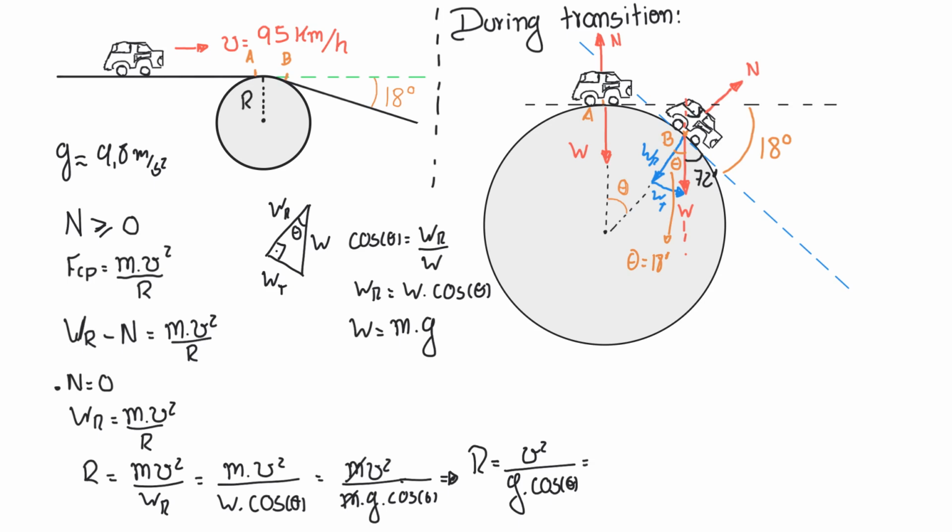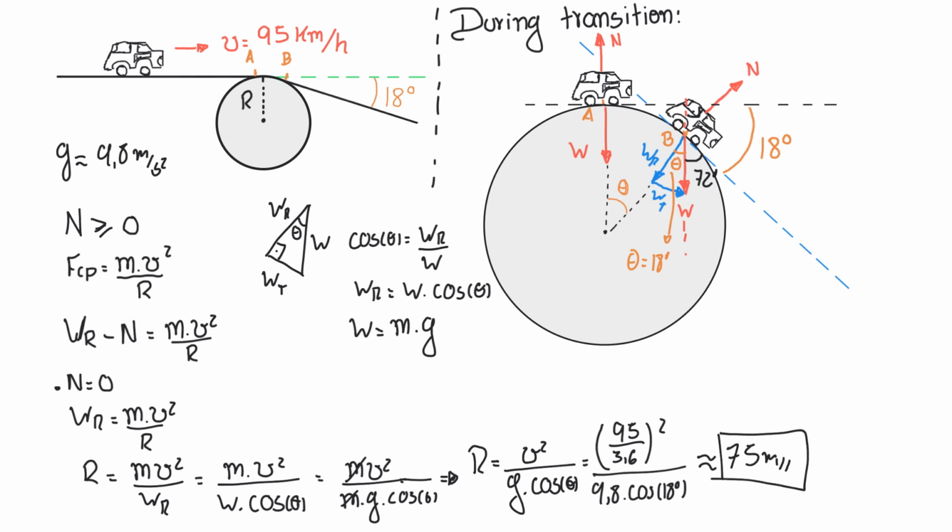So the radius is given by 95 kilometers per hour. We should convert this 95 kilometers per hour to meters per second. For that, we divide it by 3.6. So the velocity is 95 divided by 3.6 meters per second, and this is squared. And then we divide by 9.8 times the cosine of 18 degrees. And this results in a radius of approximately 75 meters, which is the minimum radius of the transition region.